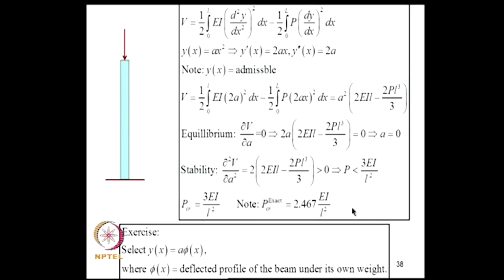Now, we can consider a few more examples so that the ideas get fixed in our mind. So, we now consider a cantilever beam loaded axially through load P as shown here.